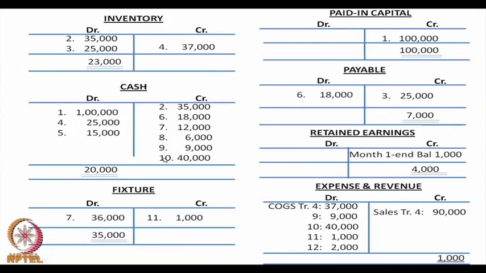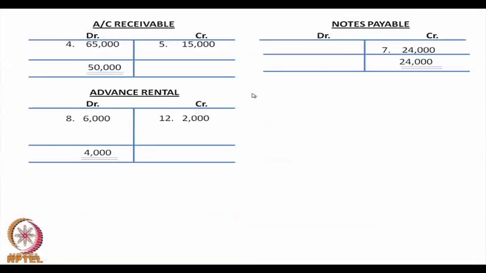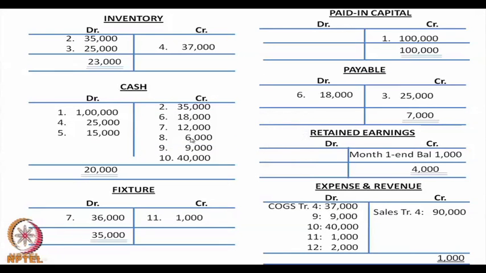So, cash reduces by 6,000 and there is an advance rental payment of 6,000 rupees. So, this is like a current asset. Any advance payment is an asset and that is a current asset. This is 6,000 rupees. So, once again left hand side and right hand side entry for 8 match.